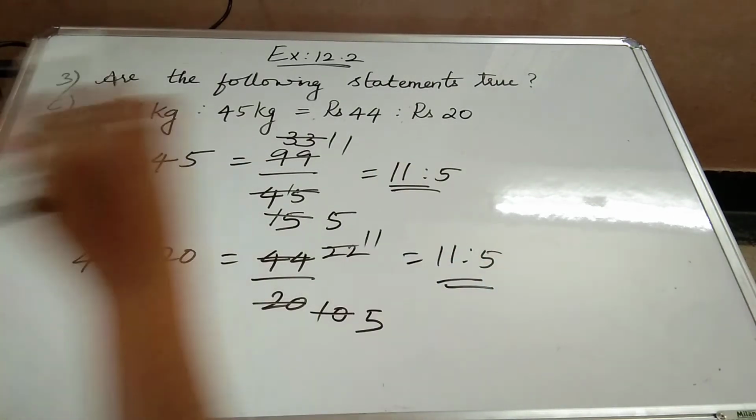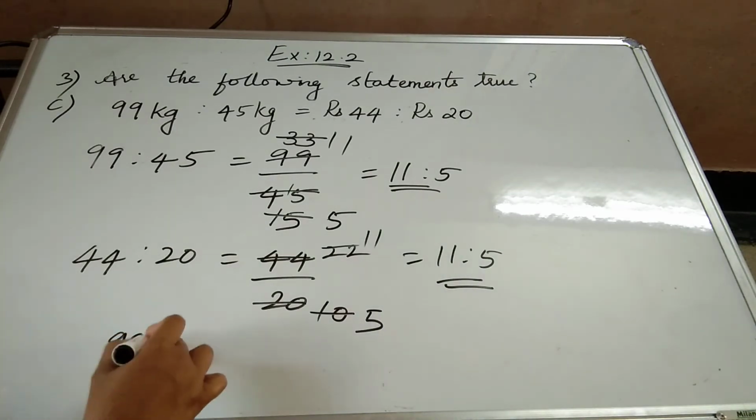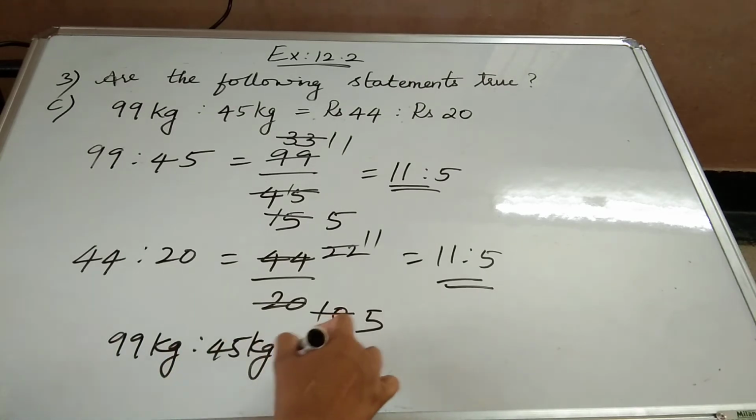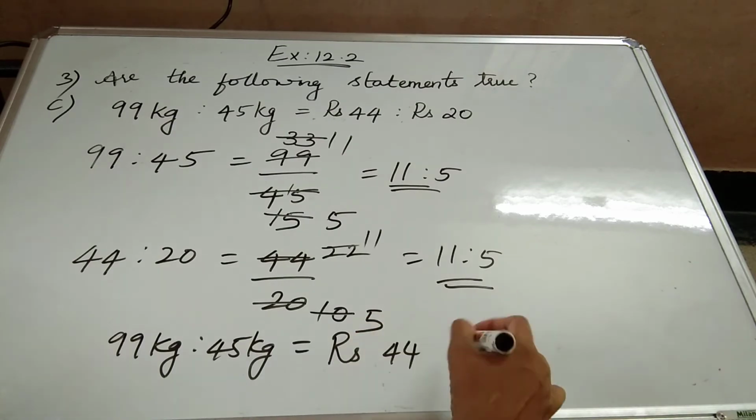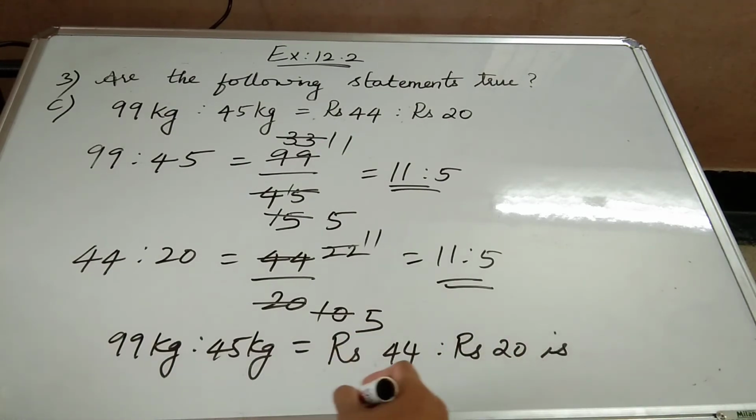So both the ratios, they are equal. Therefore 99 kilogram is to 45 kilogram is equal to rupees 44 is to rupees 20 is true. Clear children?